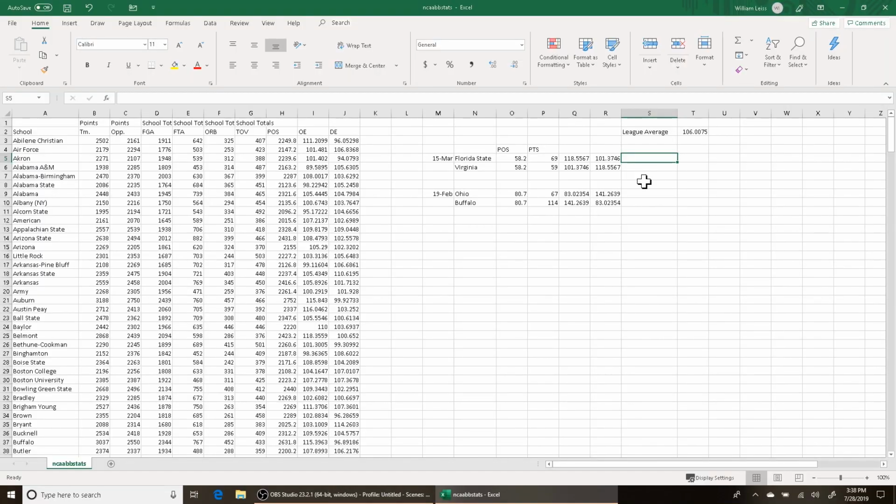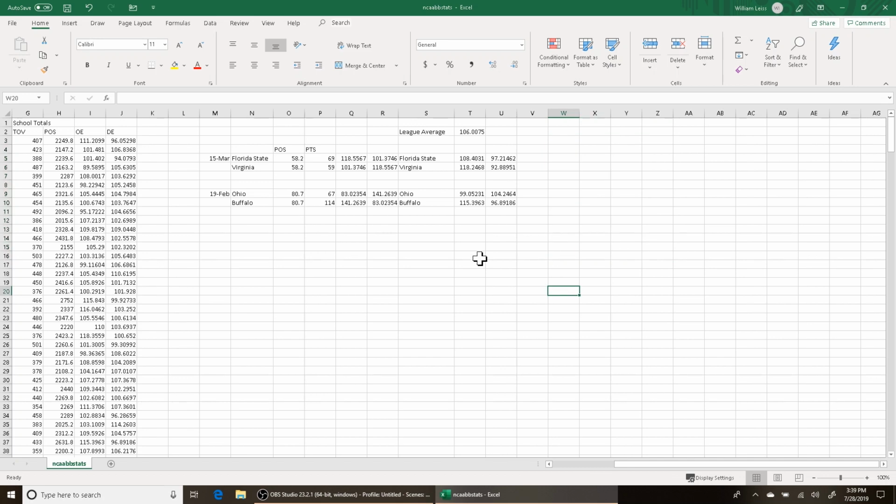So the first thing you want to do is calculate what the league average is for the stat you're trying to measure expectation for. For this example, we're trying to measure efficiency. The league average efficiency for both offense and defense this year was 106.0075. So what you want to do is calculate the differentials. The differentials is basically calculating their season efficiency minus the league average.